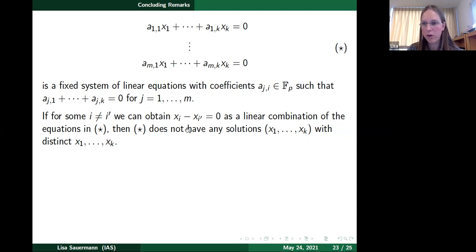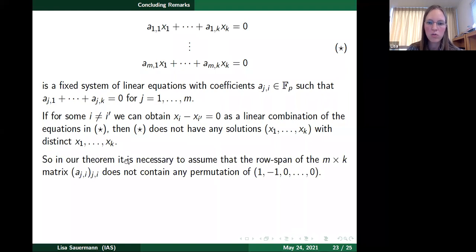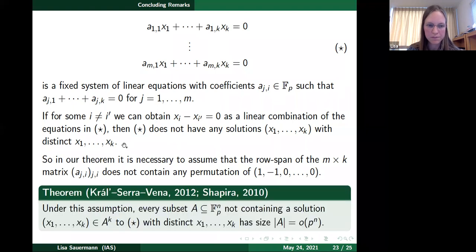So certainly if we wanted a theorem like the one on the last slide, this distinctness theorem, but with a weaker assumption on the matrix, we certainly do need to assume that the row span of this matrix does not contain any permutation of 1, -1, 0, 0, and so on, 0, right? Because otherwise, if it contains some permutation of this, then we can't have any solutions with distinct variables.